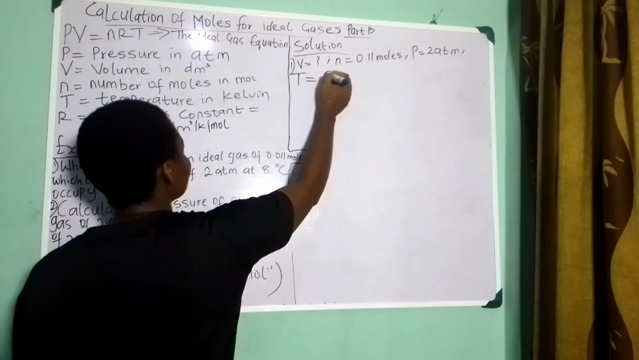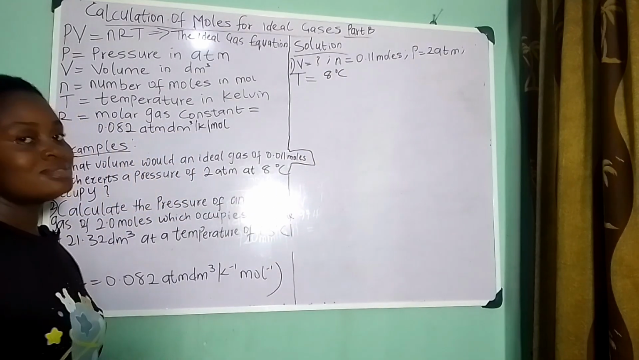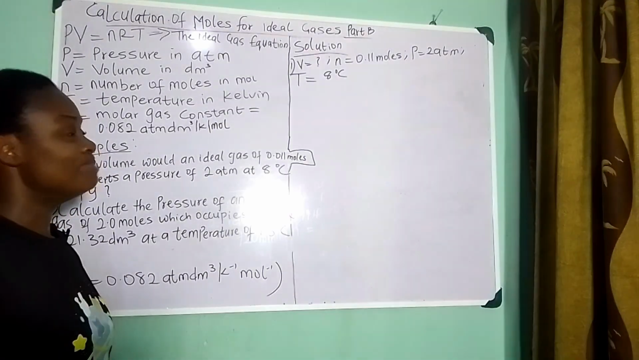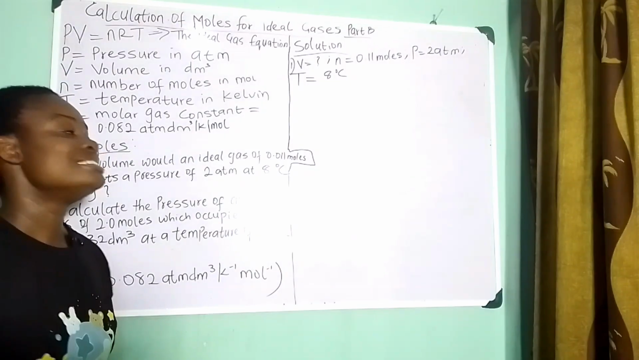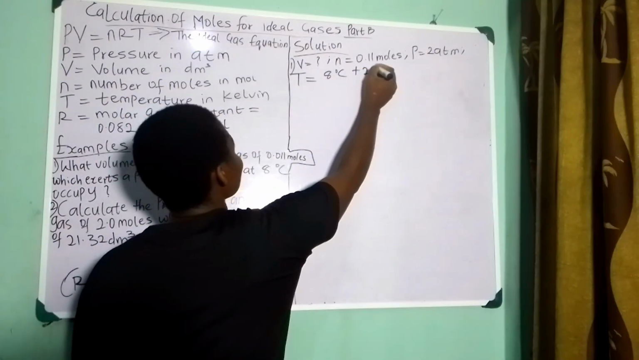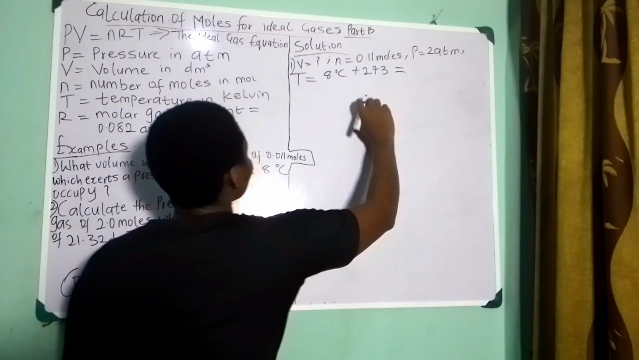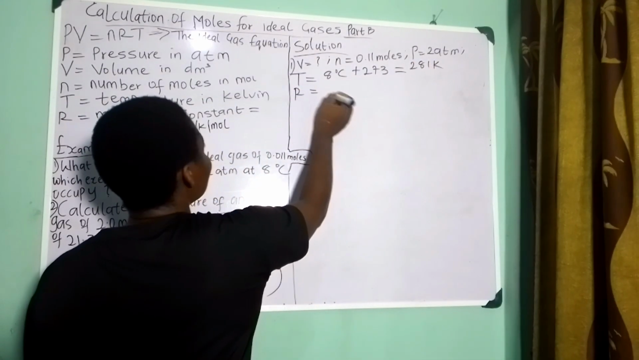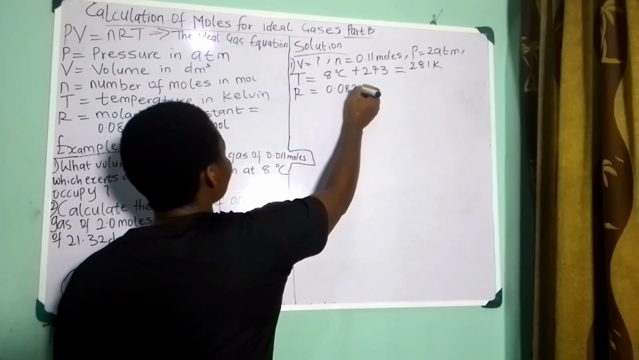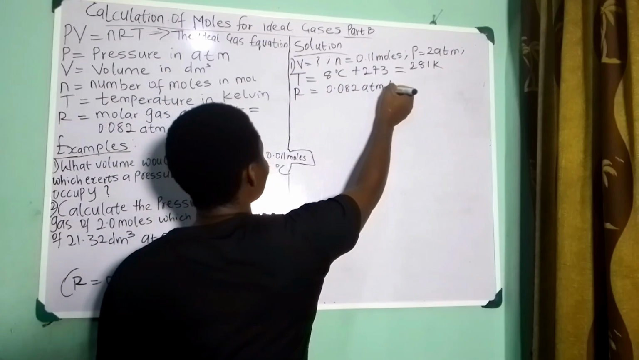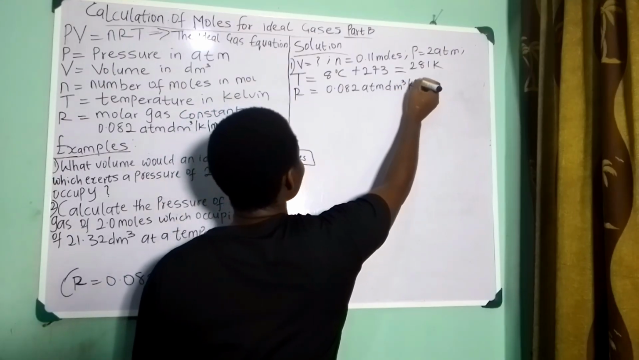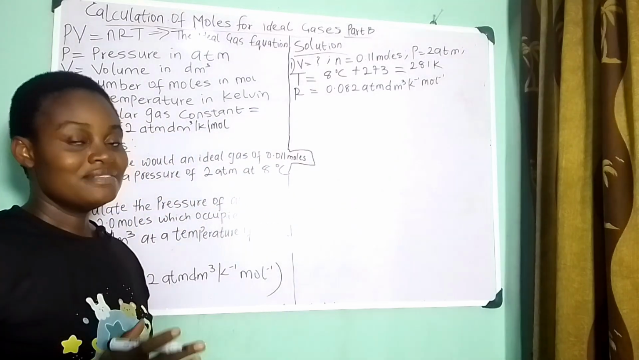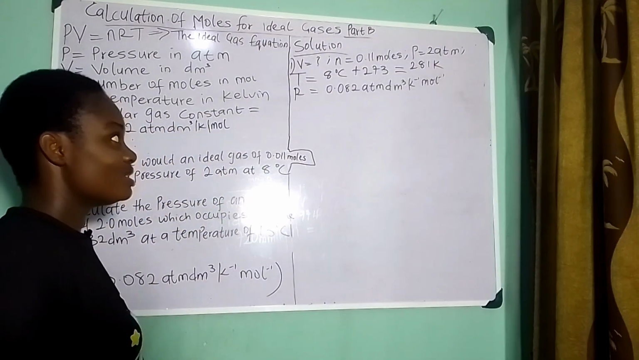Degree Celsius is talking about what? Temperature. But we are not going to solve with degrees Celsius. We go ahead and convert it to Kelvin by adding 273. So we say 8 plus 273, which equals 281 Kelvin. So we have our R, which is our molar gas constant, 0.082 atm dm³ per Kelvin per mole. Alright, so we have the given variables, the unknown and also the constant.